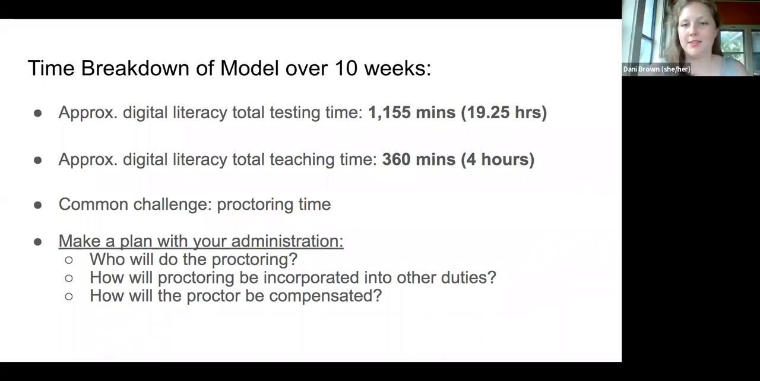So I told you that we would get into the time breakdown, and now we want to give you a clear picture as to what you are getting into when it comes to making the push-in model work. So for total testing time, we had about 1,155 minutes. So that came up to about 19.25 hours for doing all of the testing for all of the modules for all of the learners. And Carlin, what would you say the average between the 2 classes, the average number of learners was?